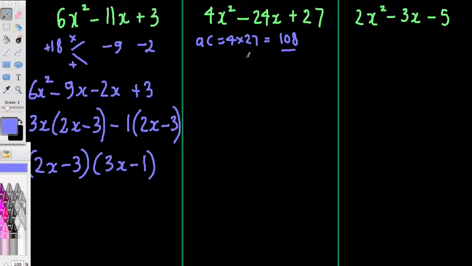Okay, what can we think of? Well, 12 and 9 will give me 108, but that's not going to give me negative 24, is it? So what else could I do? Maybe, what about 6 and 18? 6 by 18, yes, that works. We need them to be negative though, so let's go like this. Negative 6 take 18 is negative 24, and 6 by 18 is 108. This works, okay. So this one is a little harder, I'll admit.